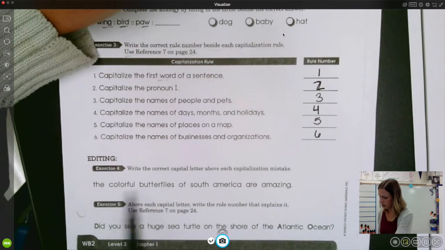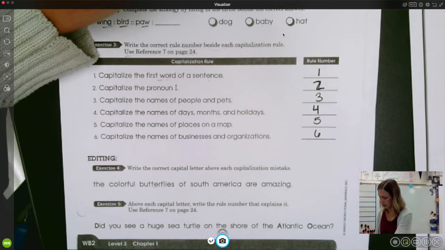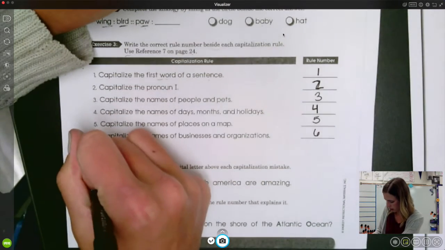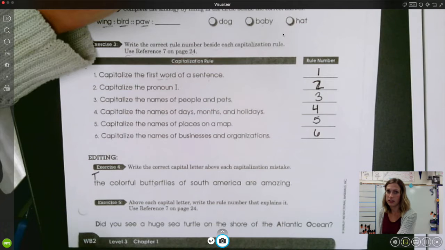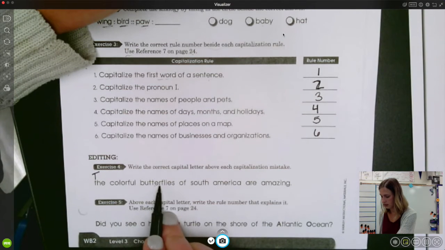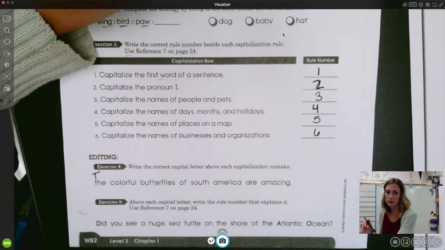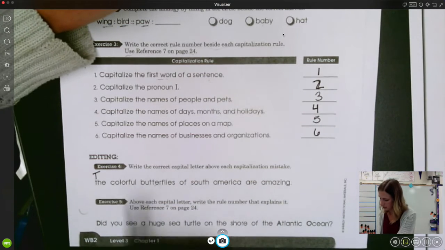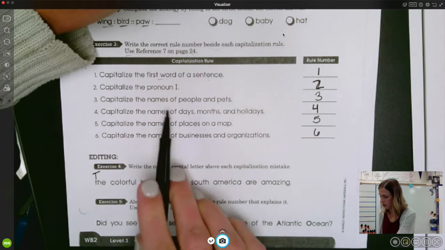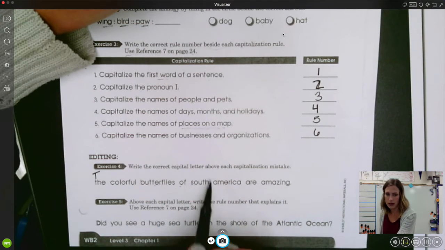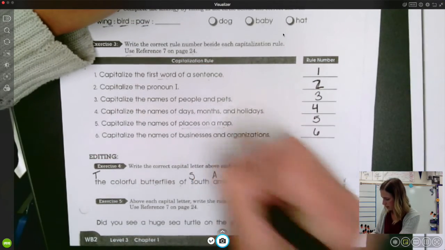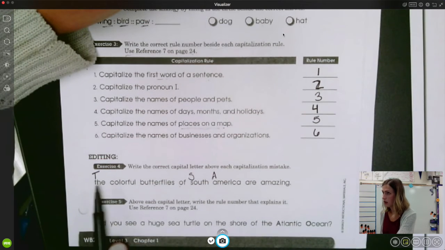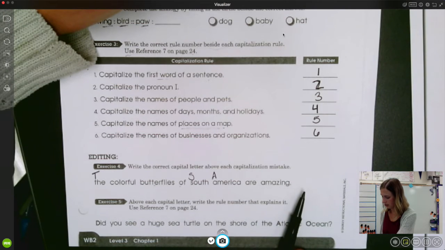First one, the colorful butterflies of South America are amazing. Well, rule number 1 says we need to capitalize the first word of a sentence. So the first word, the, should be capitalized. Write a T above it. The colorful butterflies. This doesn't need to be capitalized because it's not a specific butterfly, right? It's just saying butterflies. Just like you wouldn't capitalize dog, you wouldn't capitalize butterflies. Colorful butterflies of South America. Well, now that's a place on a map. So South and America would both be capitalized, and then are amazing. Those are only 3 mistakes in that sentence. So we have the colorful butterflies of South America are amazing.